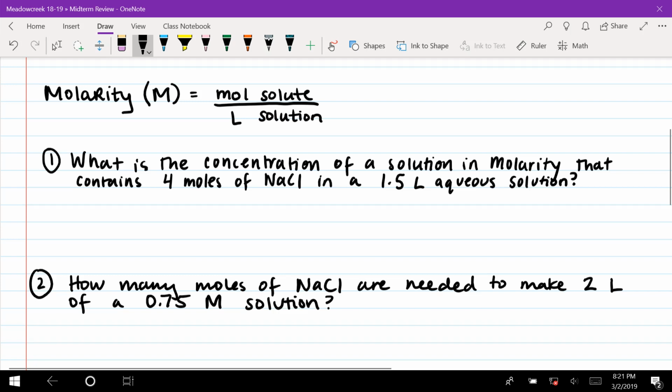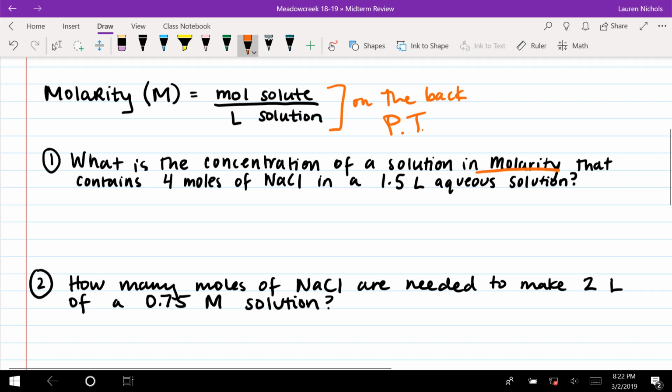We can use that formula to help us do a lot of things. It's also on the back of your periodic table, so it will be given to you on your midterm on Monday. So the first question: what is the concentration of a solution in molarity that contains 4 moles of NaCl in a 1.5 liter aqueous solution? Key things: they want molarity. We've got 4 moles of NaCl and a 1.5 liter solution.